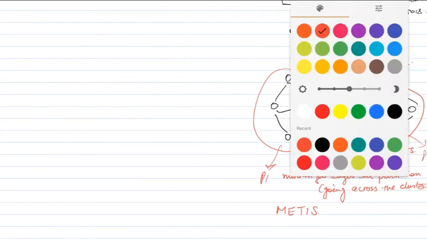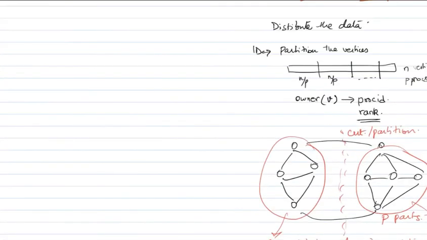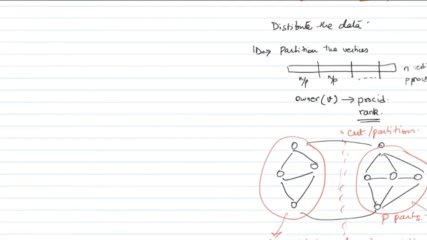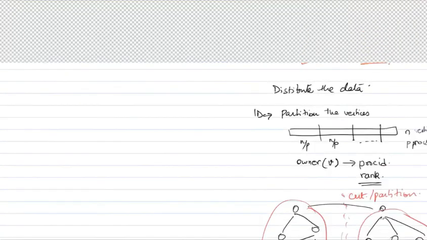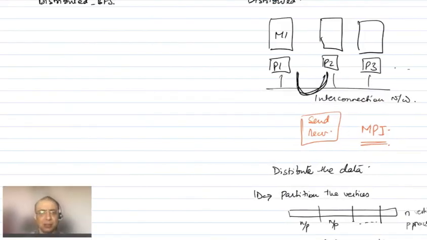Well, for some algorithms, this turns out to be better, because most of the communication is then intra-process communication. You don't have to send data across from one node to the other node, because that is expensive. Going across this interconnection network is not cheap. That's where most of your delay comes, so you want to minimize that.